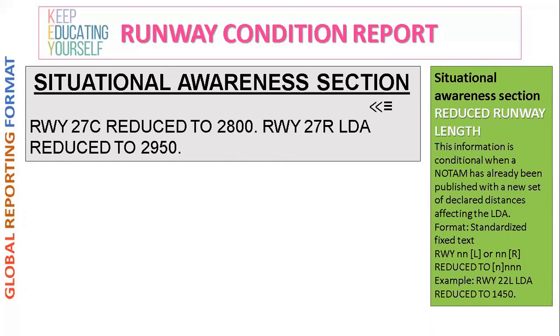It can be for the higher runway designator also. If it is for the higher runway designator, we have to mention that, like runway 27 Charlie reduced to 2,800 full stop. We can also write, because it is given in the question, runway 27 Romeo LDA reduced to 2950 full stop. Here we are not writing meters. You can write LDA or you can omit it also. Both ways are acceptable.